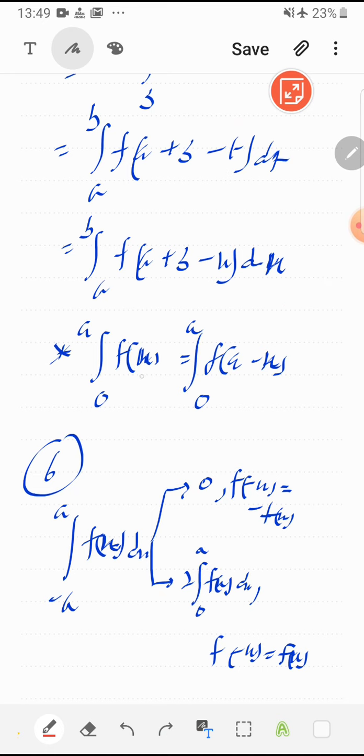Its special case, integral 0 to a f of x is equal to integral 0 to a f of a minus x, can also be proved by using the same result. That means we have to prove the result here. After that we can put a as 0 and b as a.